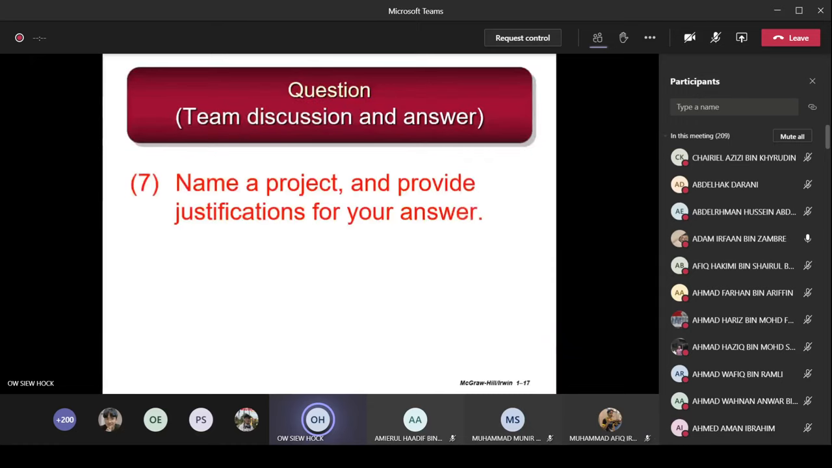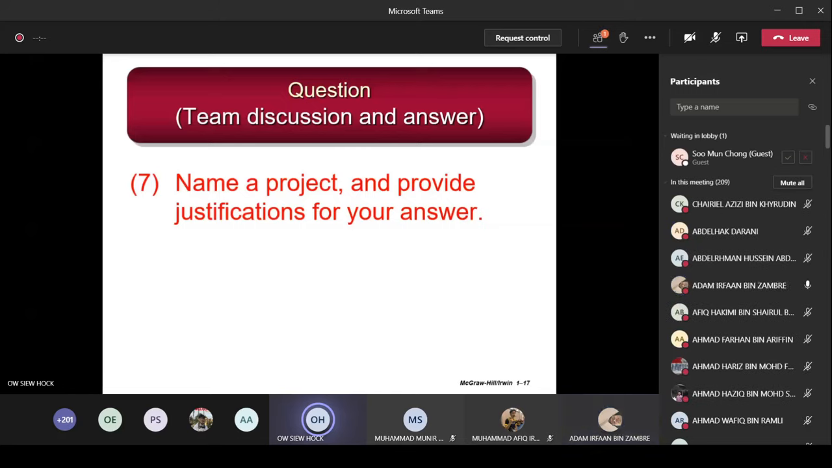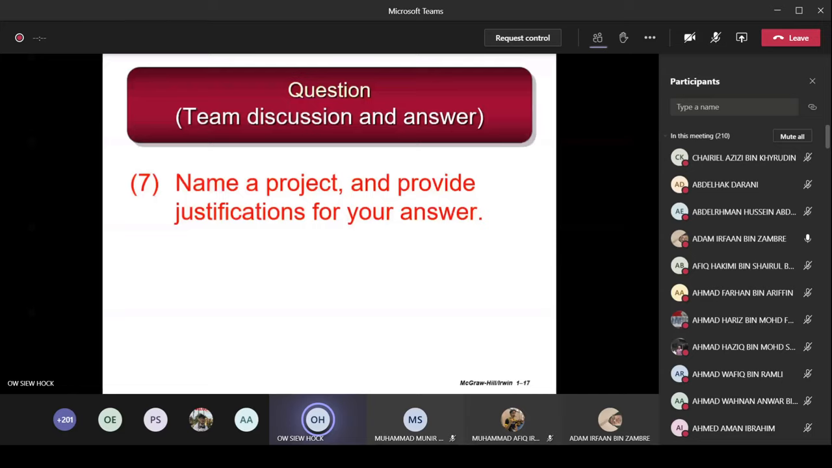Okay, can any three of you name me a project, and then provide justification for why you say this is a project? Any three of you. Anyone? The designing of software is a project. Just the designing? And the making of the whole software. The software is meant for what? What kind of system is it? Let's say a student management information system, and then that is a project.